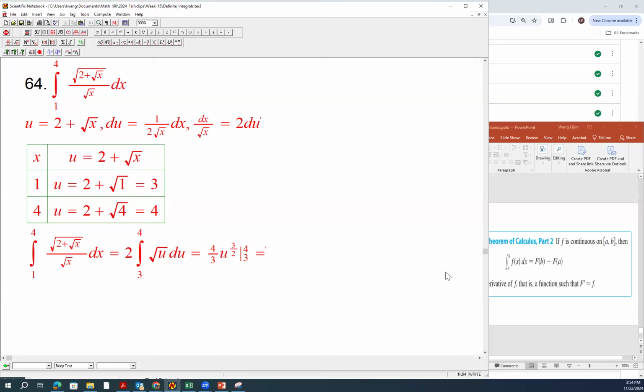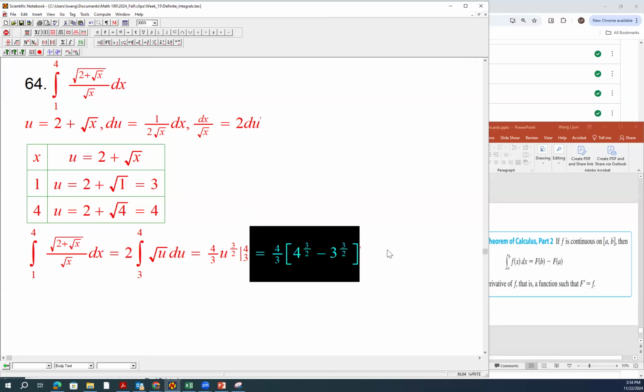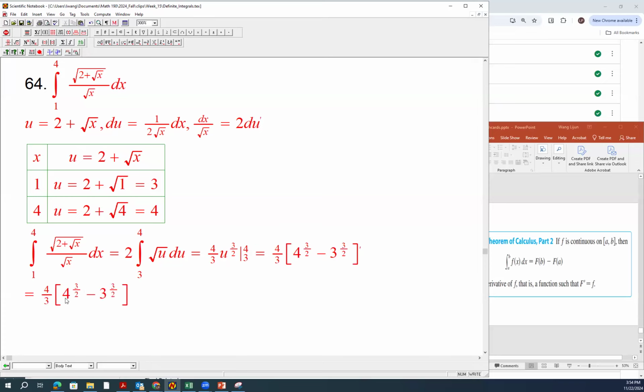And the rest is just substitution to do capital F of B minus capital F of A. So 4/3, I'm going to leave it out, u raised to the power of 3/2 minus u to the power 3/2. So substitute u by 4, substitute u by 3. Almost done. Let's see what we get.